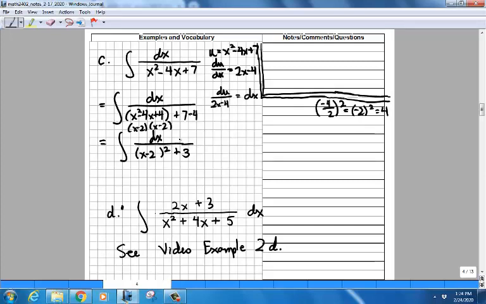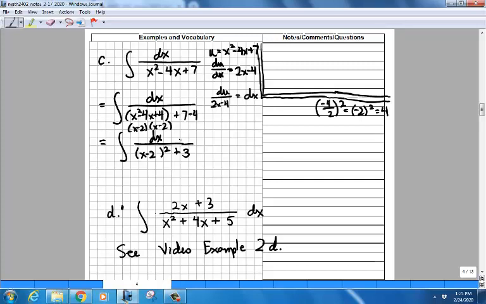Because it's the sum of 2 perfect squares, all right? 3 is, of course, not really a perfect square, but we can think of it as a perfect square. That's the square root of 3 squared, right? Okay, and of course, this is a perfect square. It's the quantity x minus 2 squared, right? So, see, this now fits into the arctangent antiderivative formula, right? Okay, the arctangent integration formula.